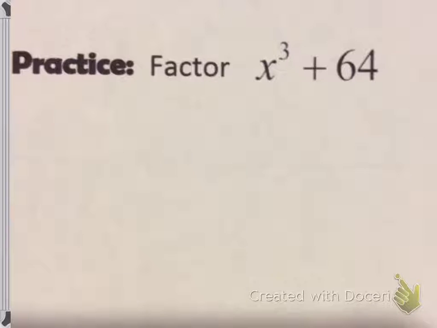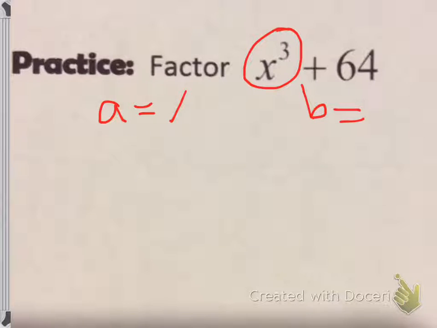Same thing here again, looking for our a and our b value so that we can go through our perfect cube formula. Our a value comes from the front, its cubed root is 3. The b value comes from the back, its cubed root is 4. And then you're going to plug it through the formula.